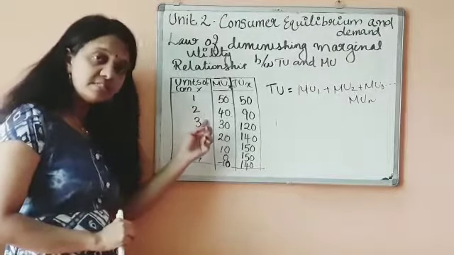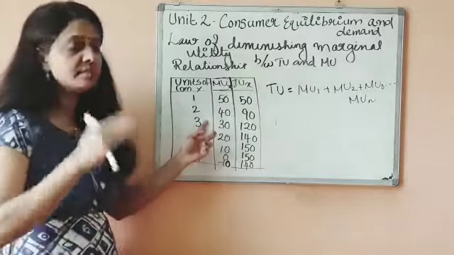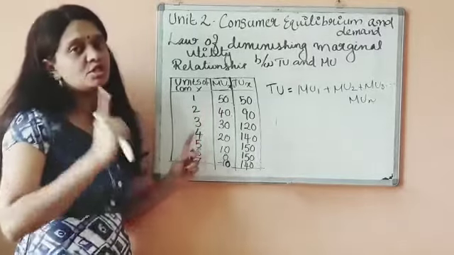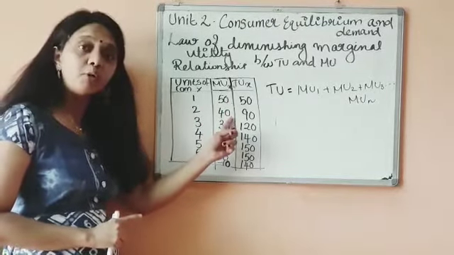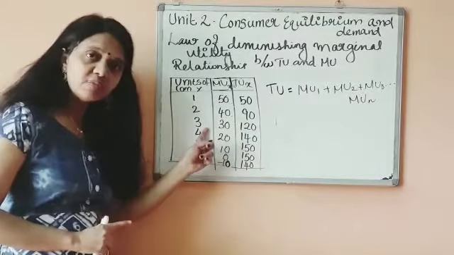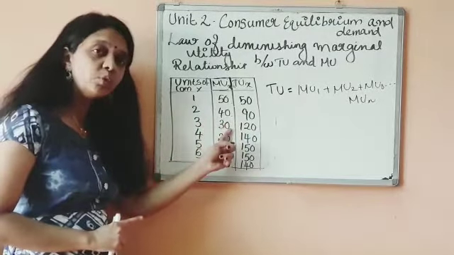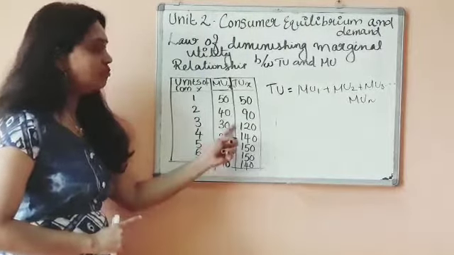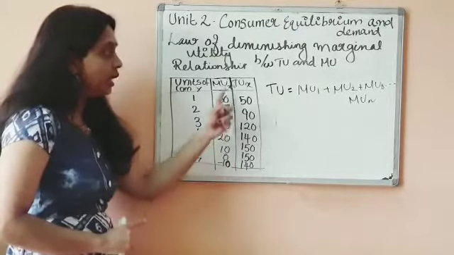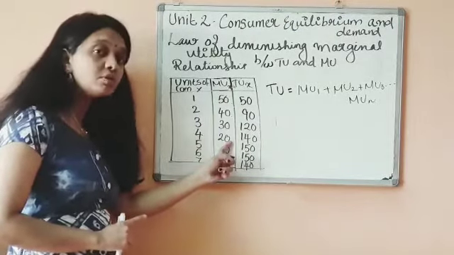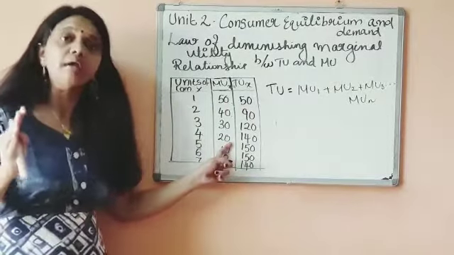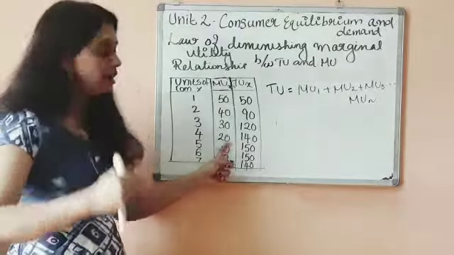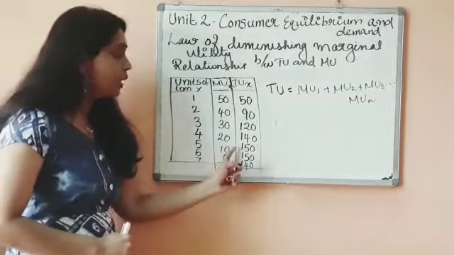Then your mother has given you the second chapati. The second chapati didn't give you the satisfaction of the first chapati. It is giving only 40 utils. Then Mama has given you the third chapati, which gives only 30 utils. Then the fourth chapati gives only 20. You can see from the first chapati to the fourth, your satisfaction is going down because your stomach is filling. Then the fifth chapati gives only 10.